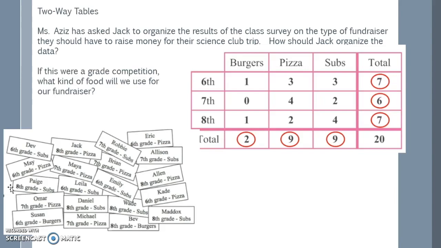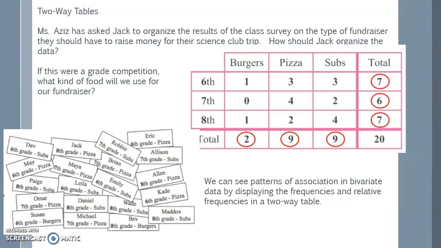Now that we know this information, what if this were a grade competition? What kind of food will we use for our fundraiser? So when I look at the 6th grade, we would either want to choose pizza or subs. 7th grade, we would want to choose pizza. And 8th grade, we would want to choose subs based on the data that we have. We can see patterns of association in bivariate data by displaying the frequencies and relative frequencies in our two-way table.